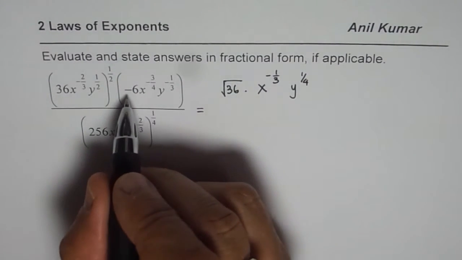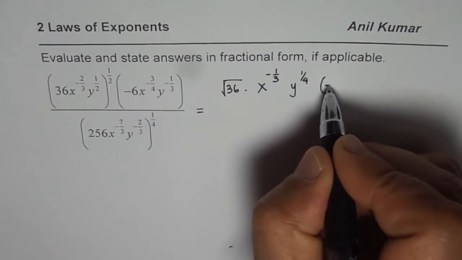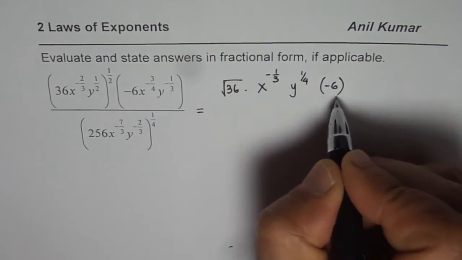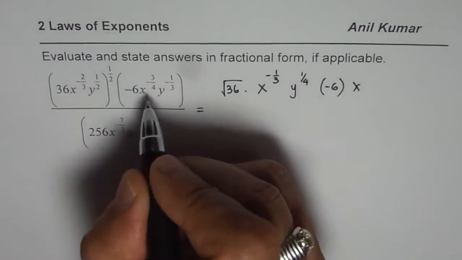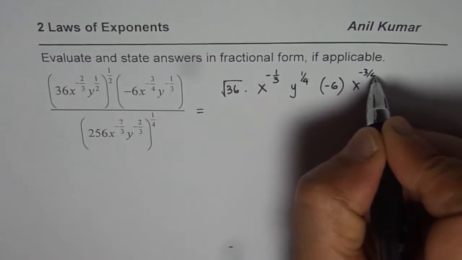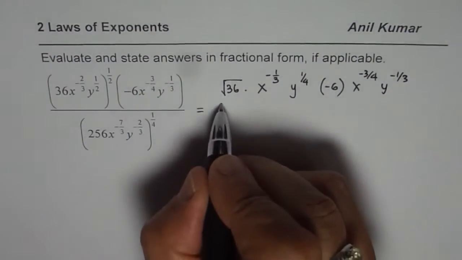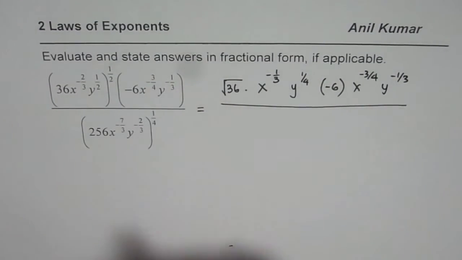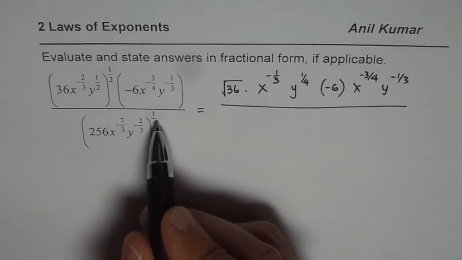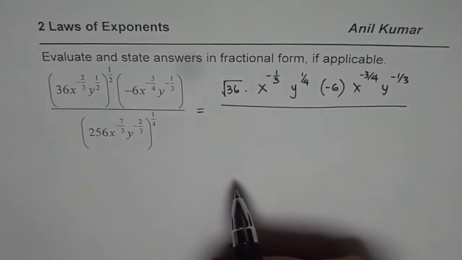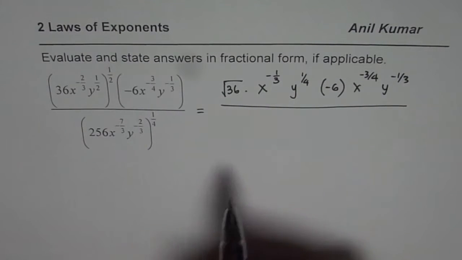Now the next unit is negative 6. So negative, let me write it in brackets itself, negative 6 is as such, times negative 6, x to the power of minus 3 over 4 and y to the power of minus 1 over 3. And in denominator also we have outside exponent. So we'll first simplify that part, and then we will actually apply the quotient or product rule, correct?